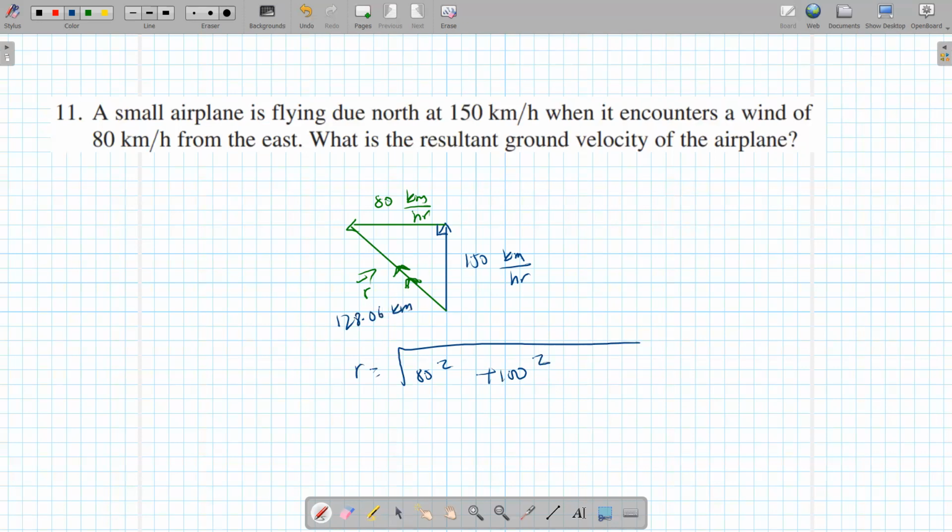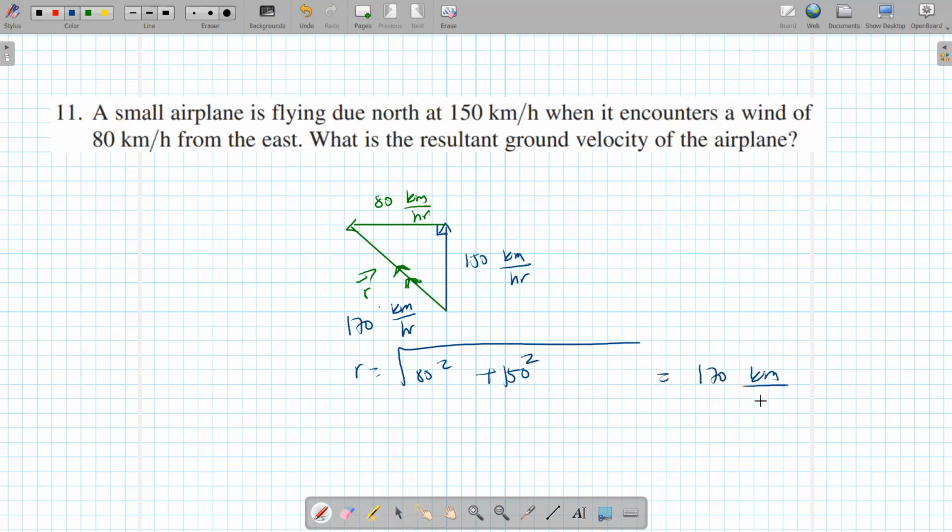128.06 kilometers per hour. Actually, I didn't plug that in right. This should be 150. This number should be greater than that, because 128 doesn't make sense. It's a hypotenuse. It should at least be greater than 150. 80 squared plus 150 squared. 170. Yeah, there you go. That's more like it.